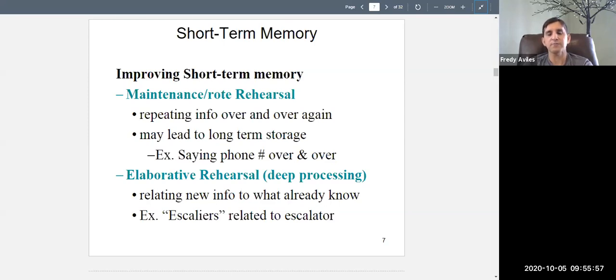Like when I told you guys that story about that ex-girlfriend and the phone number. If you remember that story, you will remember what maintenance rehearsal, rote rehearsal, is. If you come up with your own story, that would be even better, but that is elaborative rehearsal, deep processing. You come up with a little story, and if you make it meaningful, if you make it personal, it's even better because then it connects to you. You connect the information to something you already know. You create a story, and then it's easy to remember.